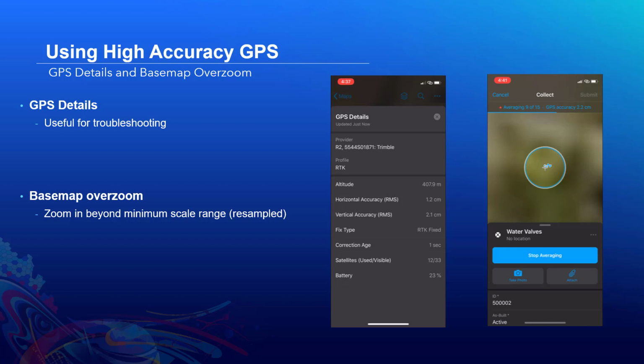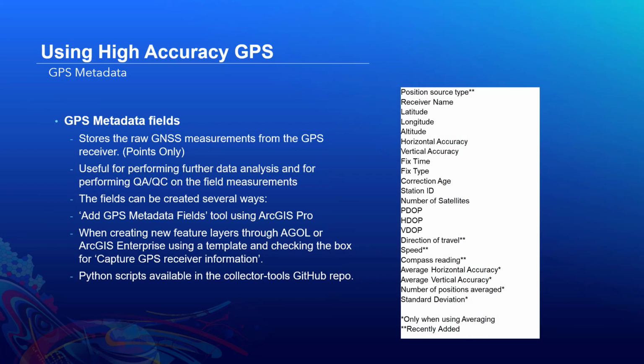We also, on the right, illustrated what's called base map overzoom. So we have 1 centimeter of accuracy. All those points, while we were averaging, were being super clustered very tightly. So in order to see that, I had to zoom in very, very close. You can see the base map is very pixelated. So we zoom in beyond the minimum scale range of your base map to allow you to do that in case you wanted to see the differences, the small distances between individual points when you're using such high levels of accuracy.